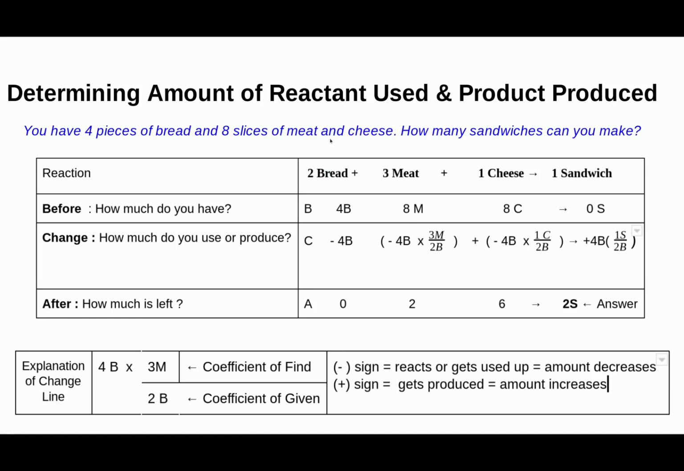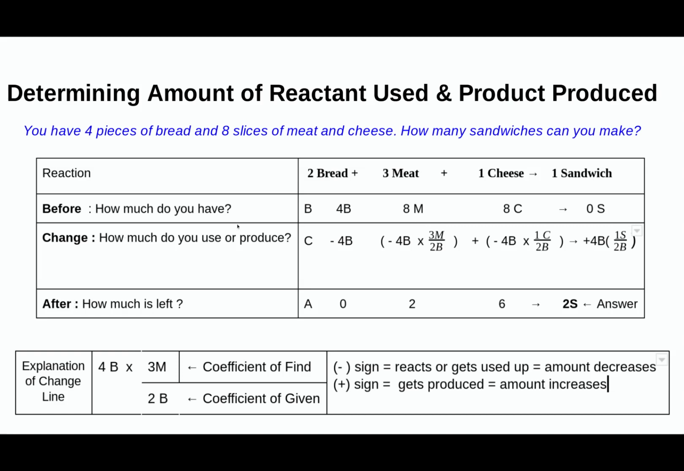To do this, we'll set up what's called a BCA table, which stands for before, change, and after. The before line will fill in how much we have in our kitchen. And the change line, we're going to set up our calculation to figure out how much of the ingredients get used up and how much product gets made. After the reaction is over, do we have any ingredients left? And how many sandwiches did we make?